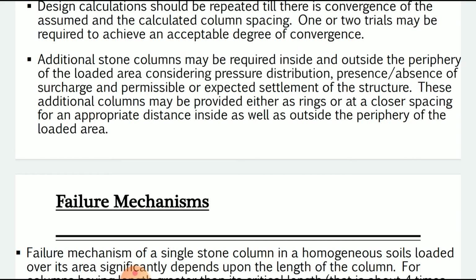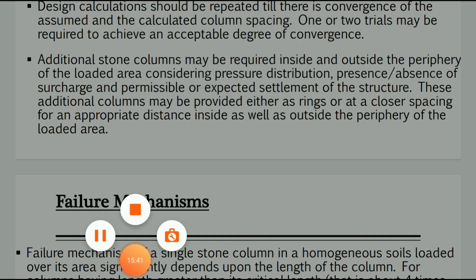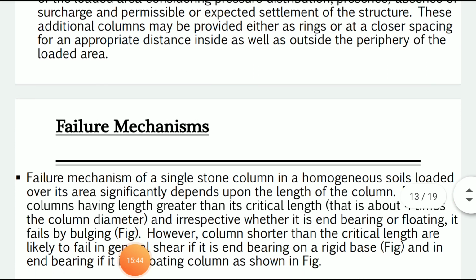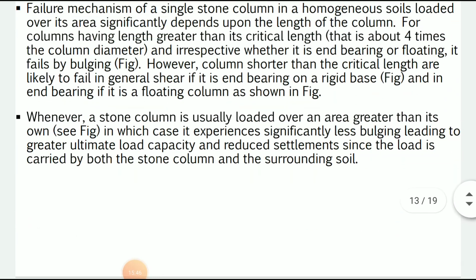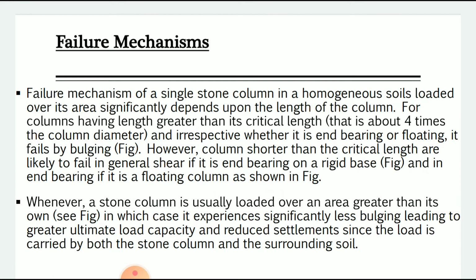Additional stone columns may be required inside and outside the periphery of the loaded area, considering pressure distribution, presence or absence of the surcharge, and permissible or expected settlement of the structure. These additional columns may be provided either as rings or at a closer spacing at an appropriate distance inside as well as outside the periphery of the loaded area. So this is all about how to calculate. Now the failure mechanism, it is very important.